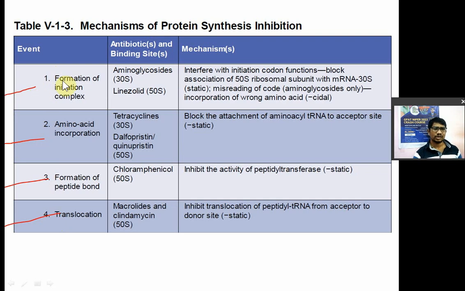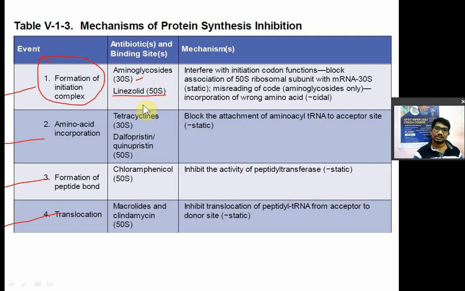What are the drugs which affect the formation of initiation complex? So aminoglycosides bind with the 30S ribosomal subunit, because the prokaryotic ribosome is known as the 70S ribosome. In the 70S, there is a 30S part and a 50S part, right? So aminoglycosides bind to the 30S part, and macrolides bind to the 50S part.